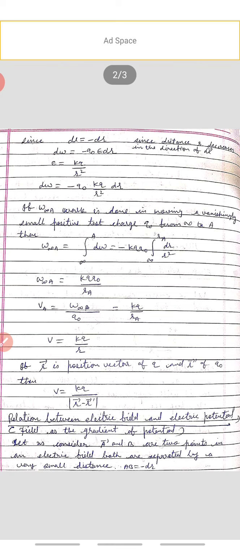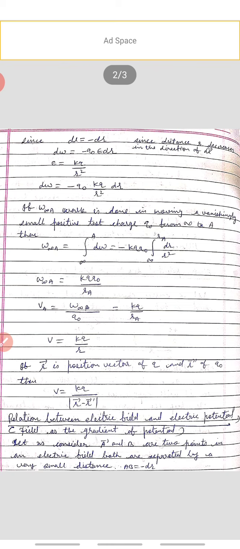On putting the value of dl equals minus dr, we get dW equals minus Q naught E dr. Now, electric field E equals kQ upon small r square. If we put this value, then we get dW equals minus Q naught kQ divided by r square into dr.